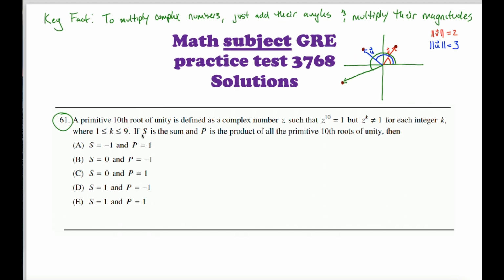So in this one here, what we're interested in is the sum and product of all the primitive 10th roots of unity. So what is a primitive 10th root of unity? Well, conveniently that's defined for us up here. A 10th root of unity is just a complex number, so that when we raise that complex number to the 10th power, we get 1. And that 10th root is primitive if we don't get 1 when we raise that complex number to any other integer power between 1 and 9.